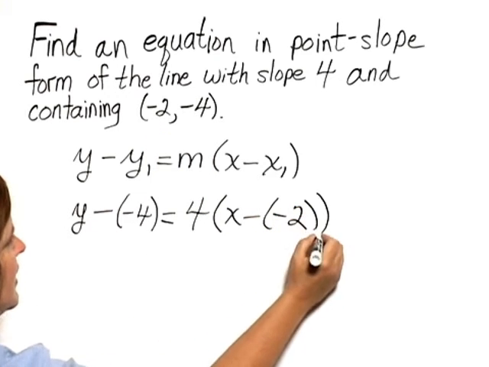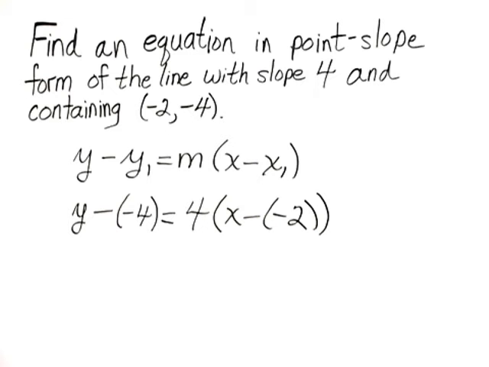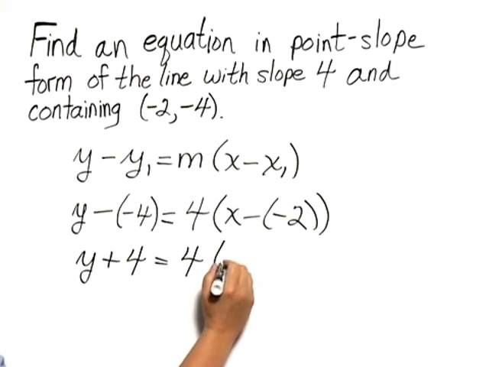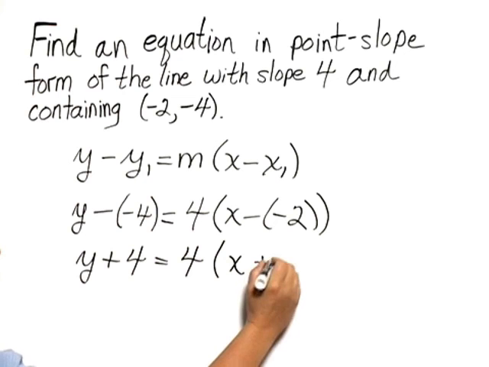Now this is an equation in point-slope form. It's also all right to rewrite this, instead of y minus -4, as y plus 4 equals 4 times x plus 2.